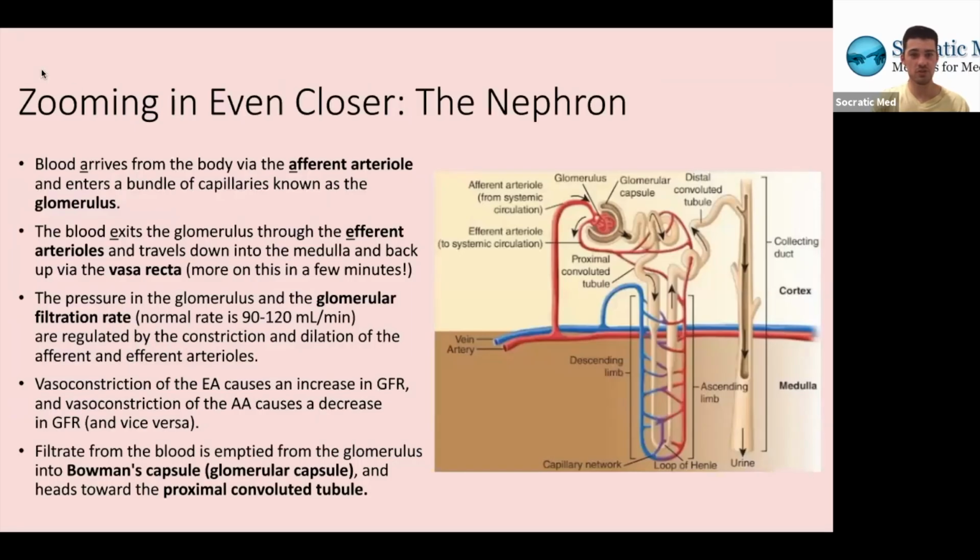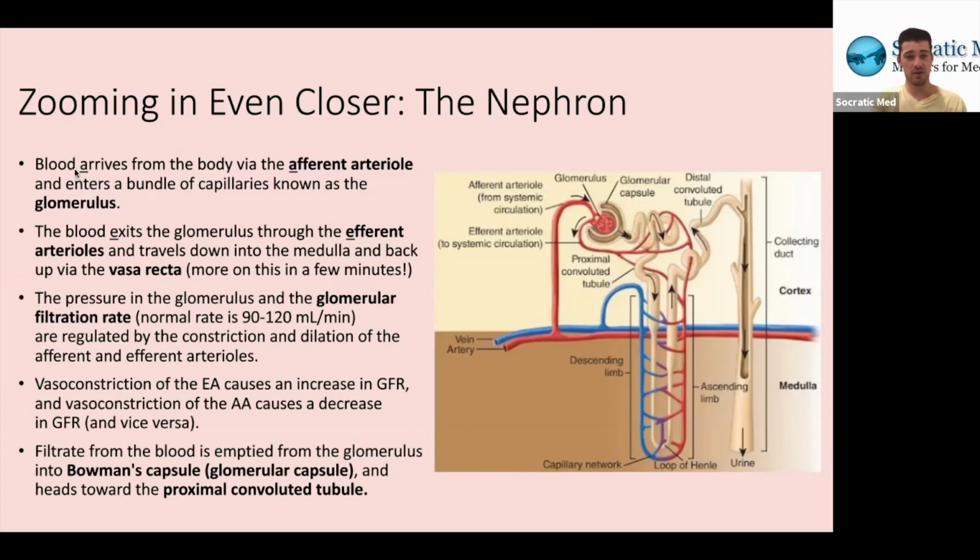Okay, so for the next two slides, we're going to be taking a close look at the nephron, because this is a topic that the MCAT does like to test. So blood arrives from the body via the afferent arteriole and enters a bundle of capillaries known as the glomerulus.